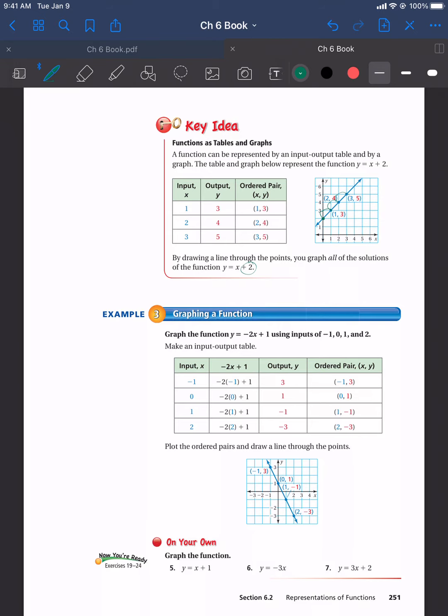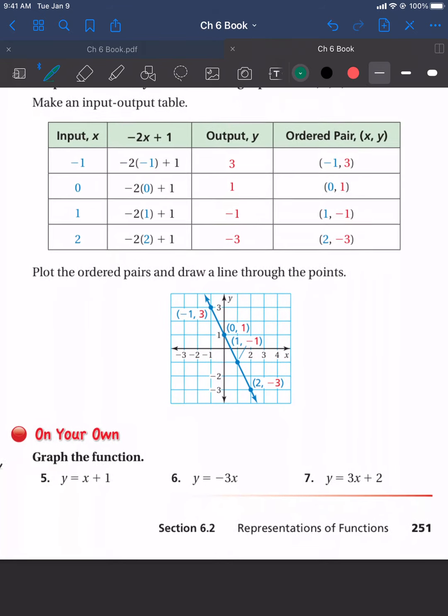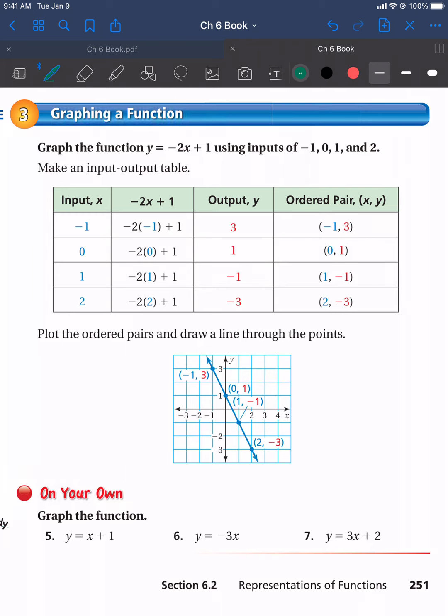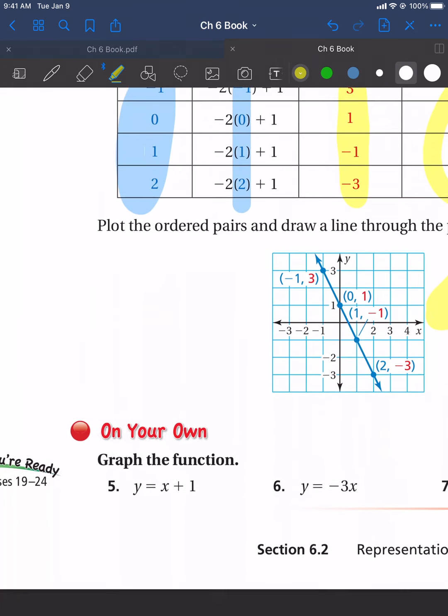There are other times where you'll get a graph like this, a little table, and it says make an input-output table. So here's the inputs, here's the outputs, here's the ordered pairs. This is the function rule. They gave it to you. Basically what they're saying is if I gave you these inputs and you put them into the function rule, you should be able to get your outputs, which means you could have ordered pairs, which means you could go graph it. Okay?